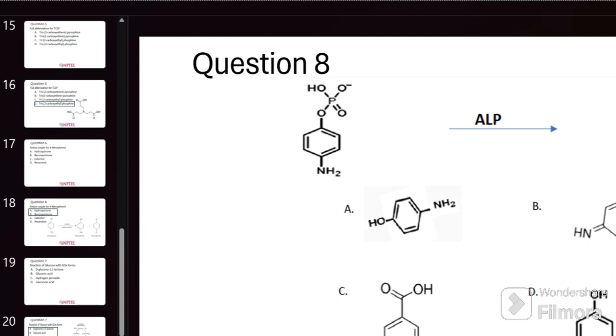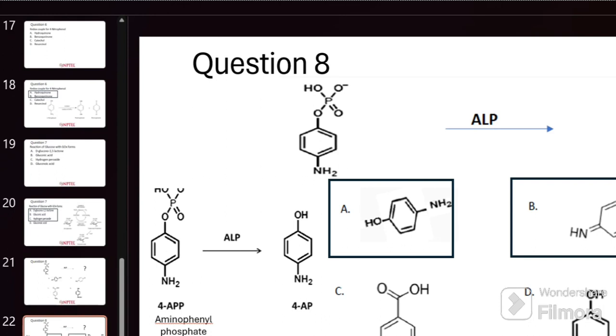Then there is this reaction. No chemical name is being given in this reaction. So you need to actually look at the lecture where these structures have been discussed and remember them. So the answer is A and B.